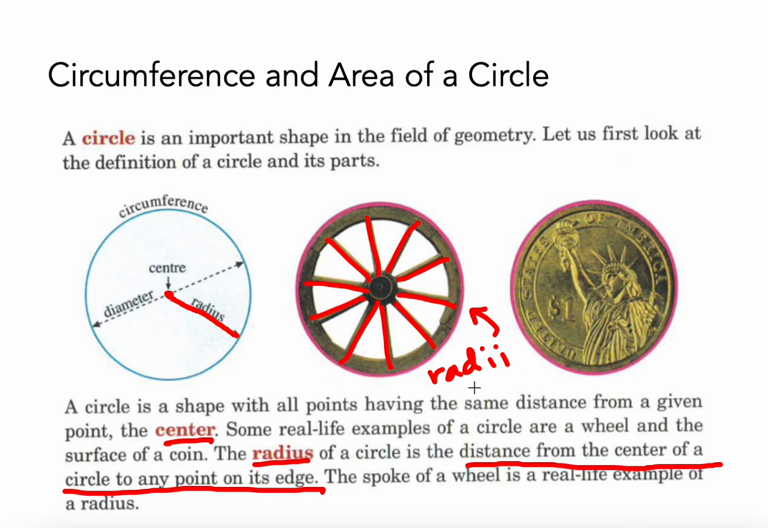Okay? And double that is the diameter. So the diameter is going to go from one edge of the circle through the center to another edge. Important that it goes through the center because if you just go from one edge of the circle to another edge, that's not the diameter. That's actually shorter. So the diameter actually cuts your circle in half. Okay, so center, radius, halfway, just from center to the edge, and then diameter, all the way across through the center.